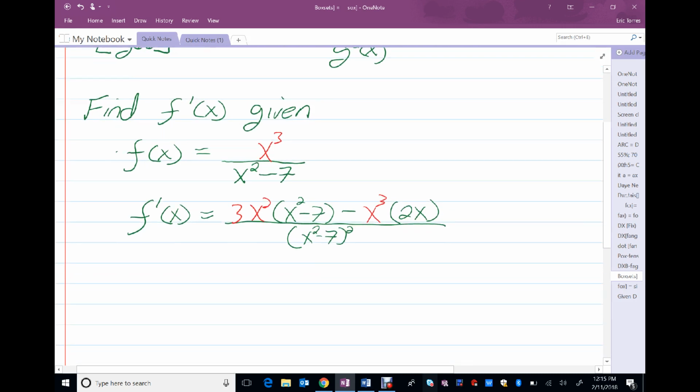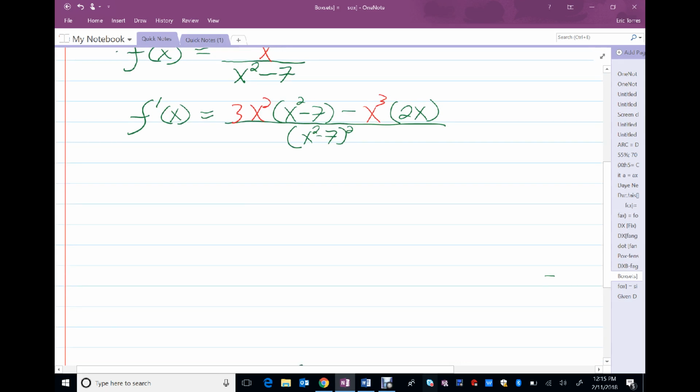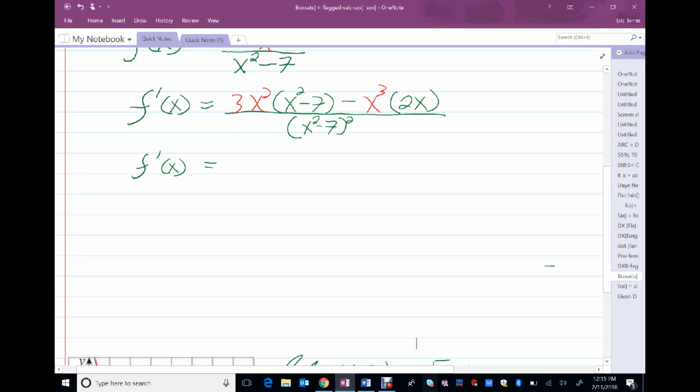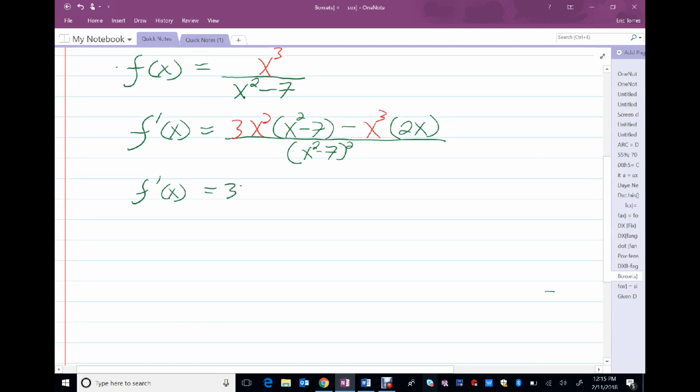Now, I will simplify this a little bit by using my distributive property and combining all like terms. So just going down, distributing that 3x squared, I get 3x to the fourth minus 21x squared minus, I'm going to distribute the x cubed, 2x to the fourth, all over the bottom squared. Now my goal is to put this in factored form, and since the denominator already is in factored form, I will leave it alone.